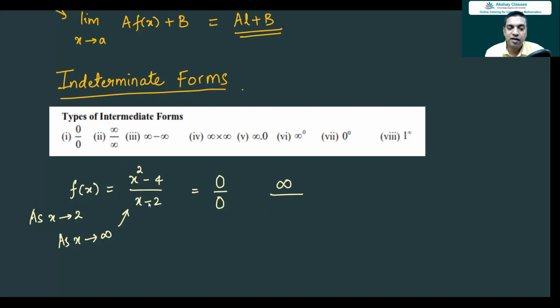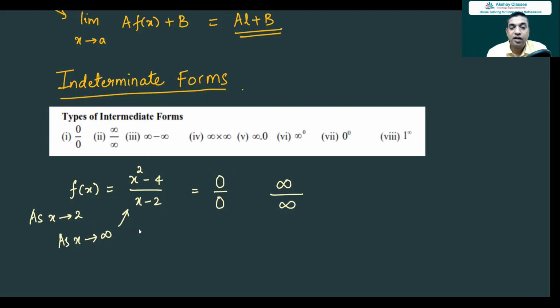minus 4. Denominator x is 10 power 10,000, a very huge number, minus 2. It will again be a very large value. So you get an infinity by infinity form. Again, infinity by infinity form is indeterminate. Why? Because we do not know whether the numerator is fast approaching infinity or the denominator is fast approaching infinity.